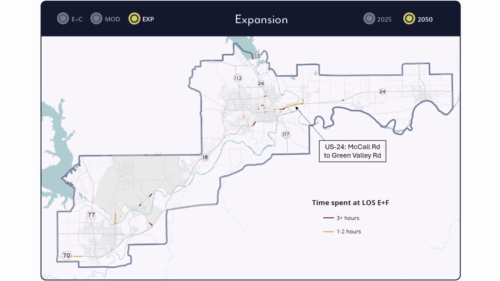This map shows the impact of the projected population growth by 2050, modeled with the expansion road network. You can see the US 24 corridor does have peak time congestion between Manhattan and Blue Township, but this is an improvement from the current situation, as well as the E+C and modernization scenarios. Additional peak time congestion can be found along Green Valley Road. Congestion on K-18 between Westwood and Stag Hill Road is also present, but mainly caused by traffic signals.